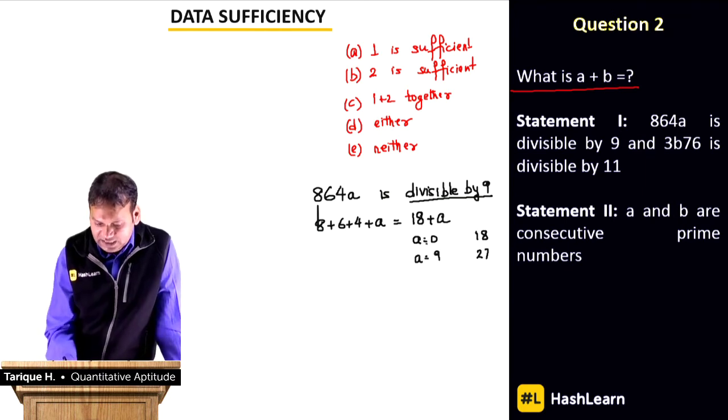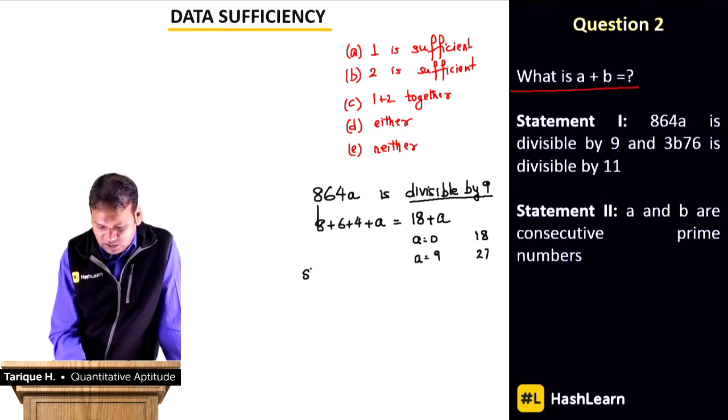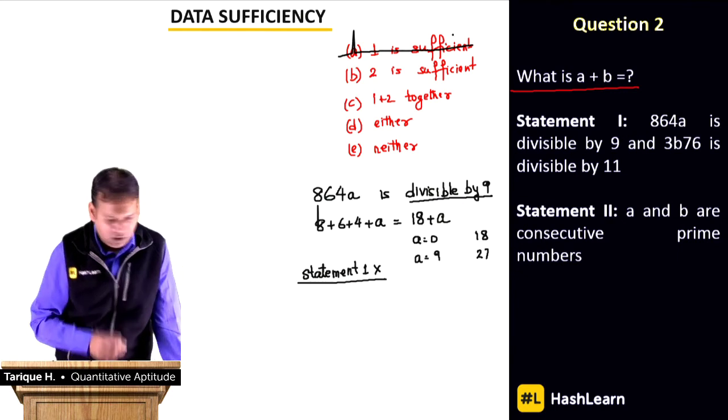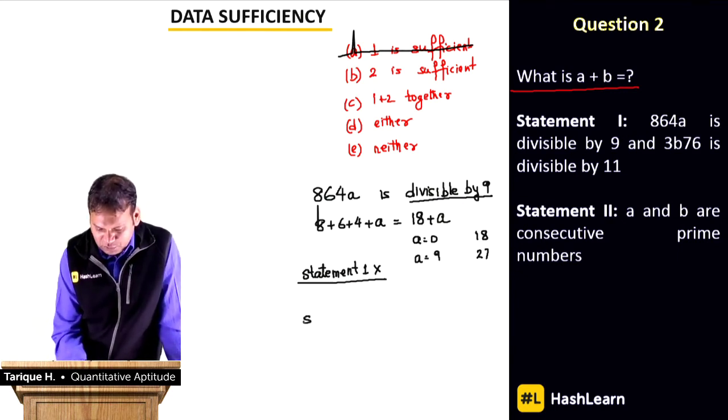The moment we see that A has got two values, we don't need to worry about B now. And I can simply say that statement 1 alone is not sufficient because A has two values. I cannot work with two values to solve this question. So statement 1 is not sufficient. Okay, so we cannot solve from statement 1. So answer option A is definitely ruled out. Now let's look at statement 2 and see if statement 2 alone is sufficient or not sufficient.